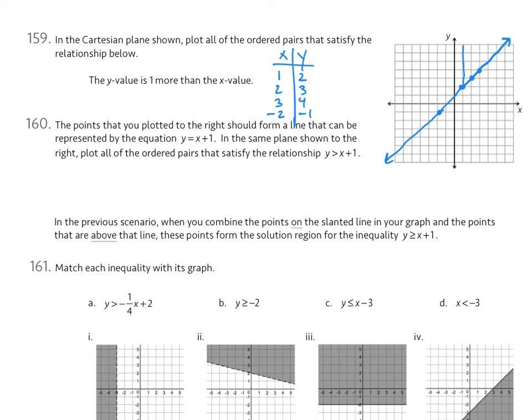And we can go to another point. At this point, the y value is equal to the x value plus 1. So if we want the y value to be greater than, we would shade above. All of these points have y values that are greater than x plus 1. And these points, and these points. We want y to be greater than x plus 1. The points along the slanted line are where y equals x plus 1. So all the points above have y values that are greater than x plus 1. In the previous scenario, when you combine the points on the slanted line in your graph and the points that are above that line, all of these points form the solution region for the inequality y is greater than or equal to x plus 1.